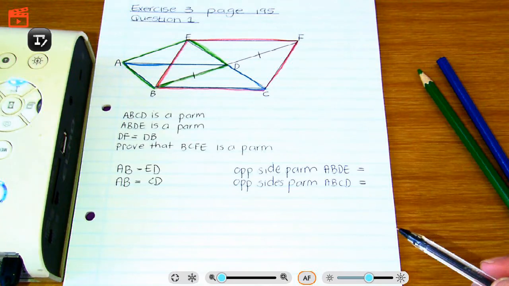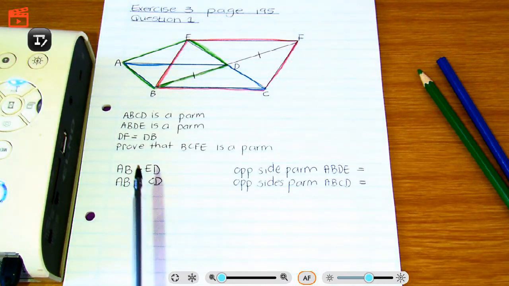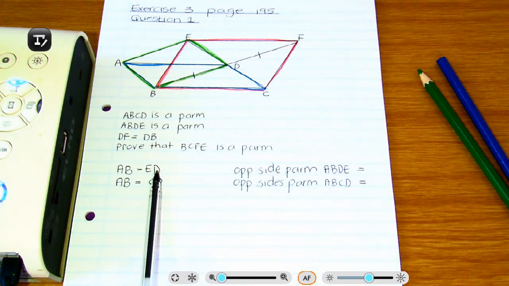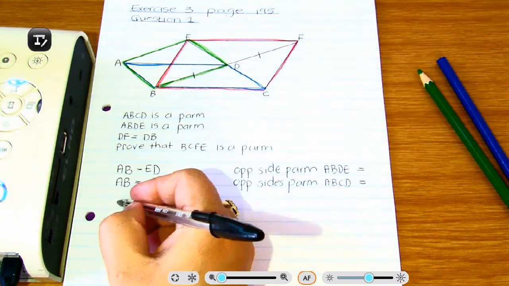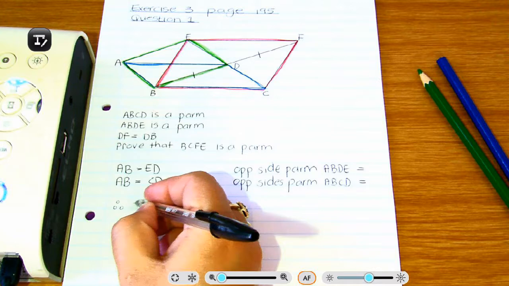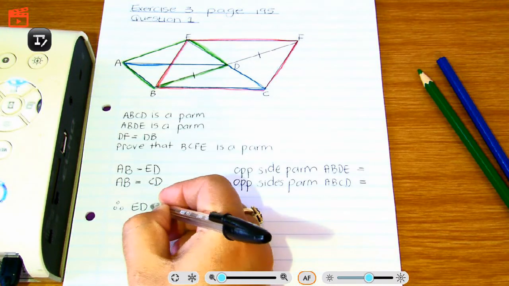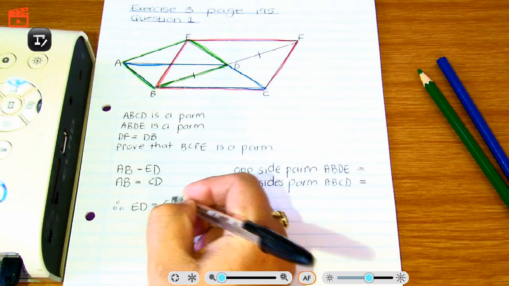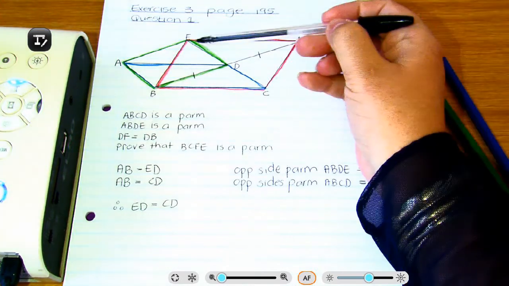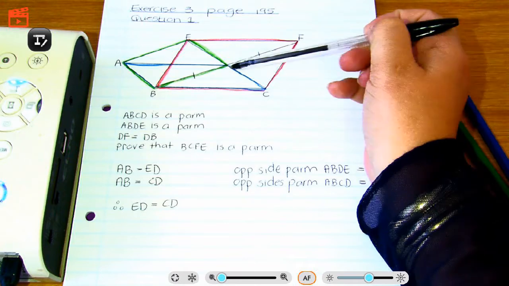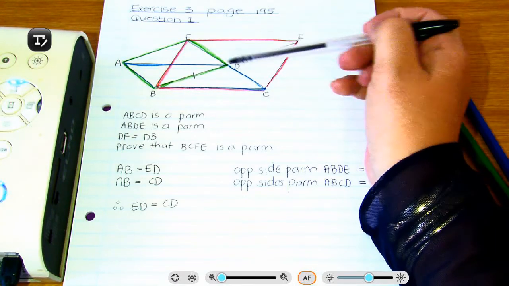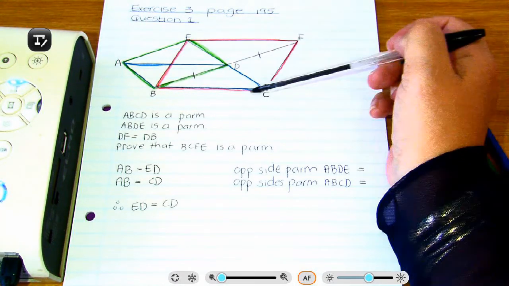Okay, now have a look here. I've said that AB is equal to ED. AB is also equal to CD. So logically you should see that ED is equal to CD. So you would then say therefore ED is equal to CD. Now if you look at your diagram, you've got ED is equal to CD. So you can see it is the diagonals of this red parallelogram.